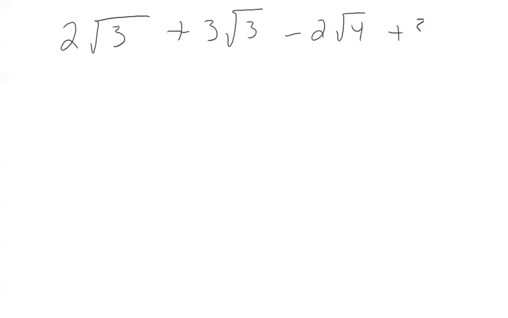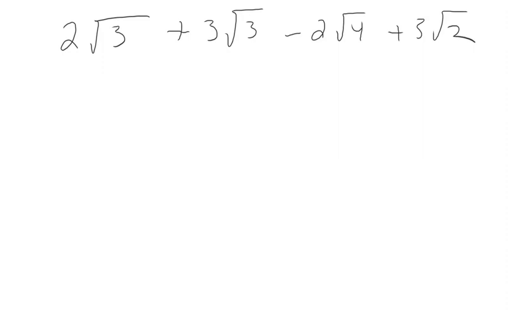So last class we learned all about radicals and how to simplify them when they were one term, right? Now we're going to get into combining radicals, which means adding and subtracting. And there's no new rules, thank gosh, it's using the rules we already know. So 2 radical 3 plus 3 radical 3 minus 2 radical 4 plus 3 radical 2, right?